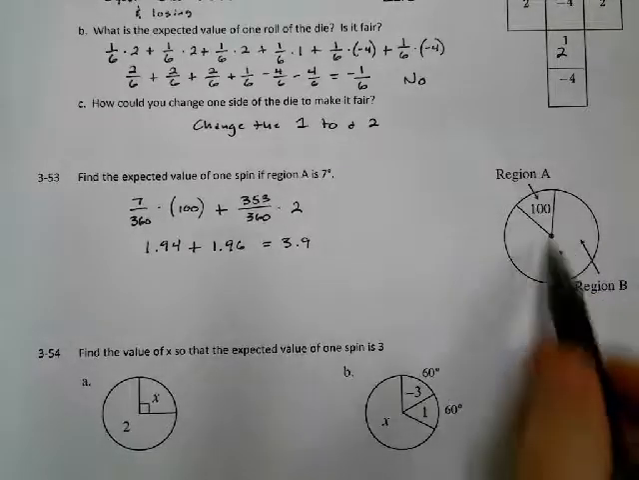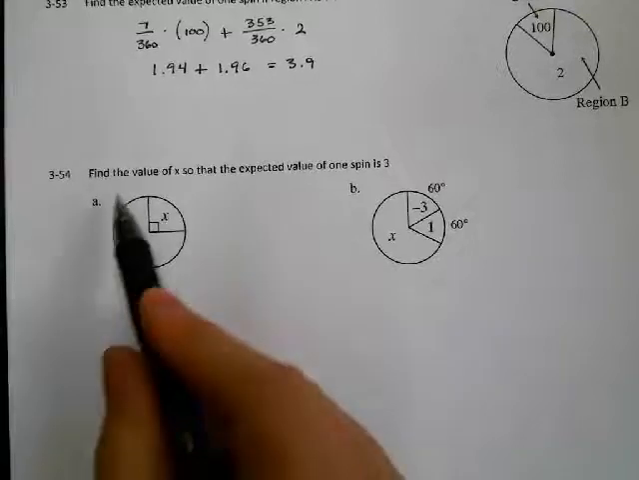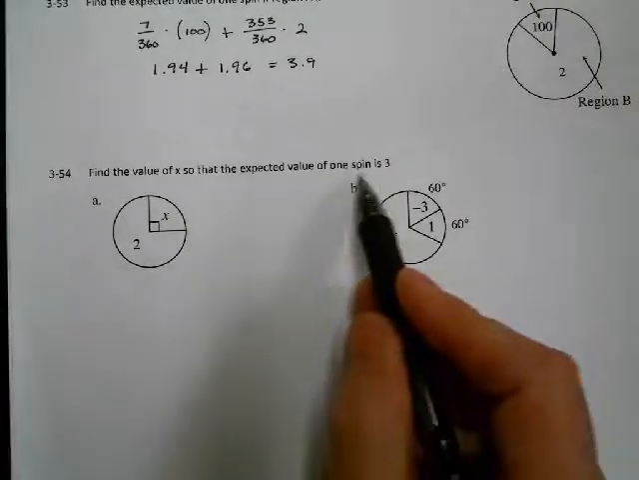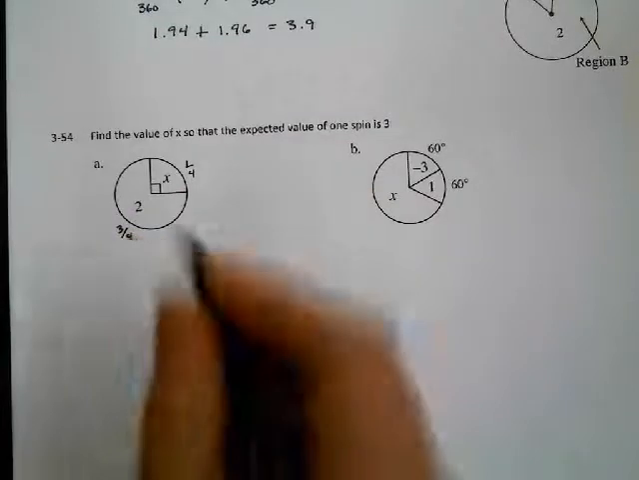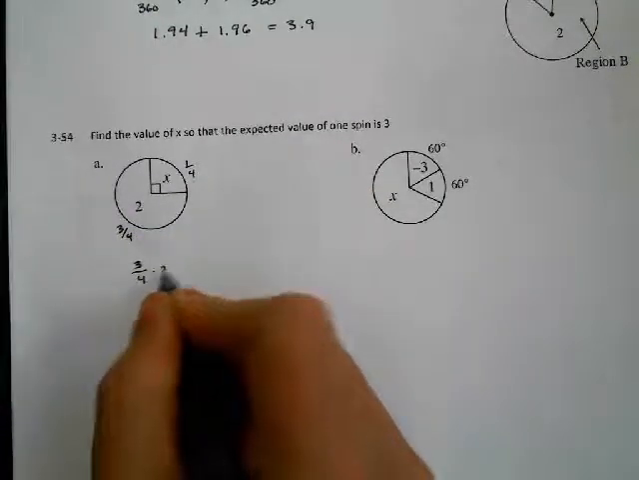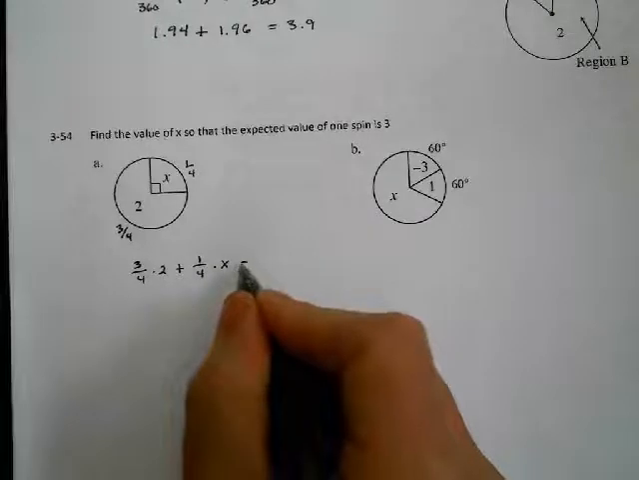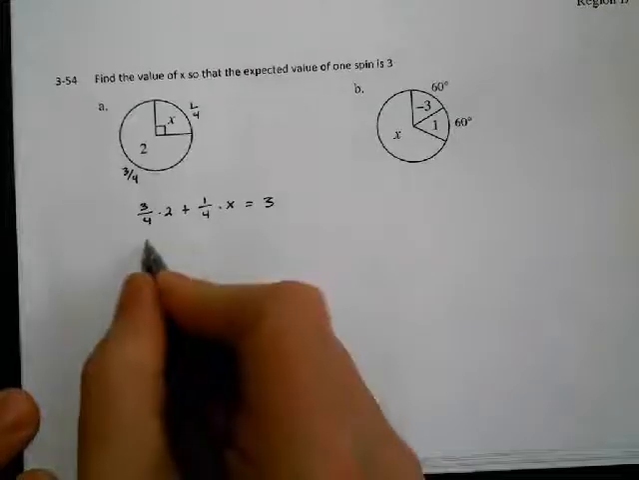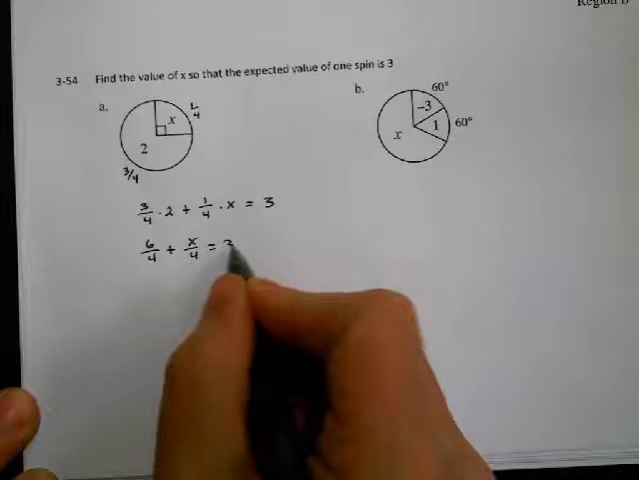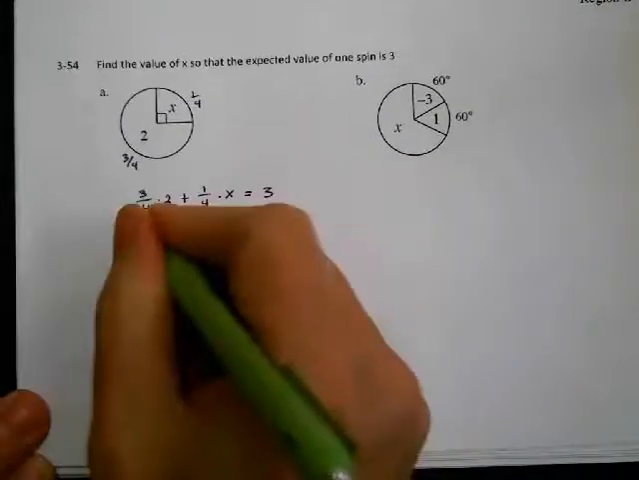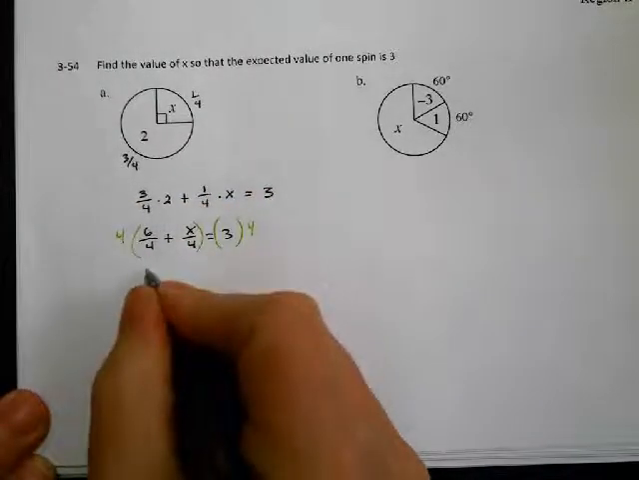Last part, find the value of x so that the expected value of one spin is 3. Well, that's kind of mean. So this is 1/4, this is 3/4. So this would be 3/4 times 2 plus 1/4 times x is equal to 3. So this is 6/4 plus x over 4 equals 3. I would go ahead and clear the fractions on this one. Multiply everything by 4. That gets rid of my fractions, and I end up with 6 plus x equals 12. Subtract 6 from both sides, and x would be 6.